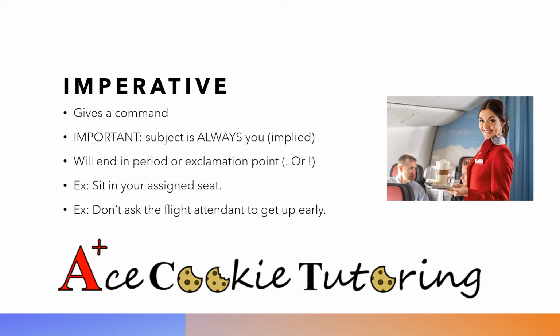So here's another example. Don't ask the flight attendant to get up early. So if you've ever been on a plane, everyone tries to get off the plane as fast as possible. So they're all trying to stand up, they're all trying to get their luggage and get off the plane. So a second example is saying, don't do that. So let's move on to the next type of sentence. I hope you've got declarative and imperative down.